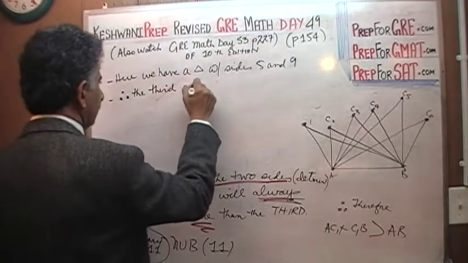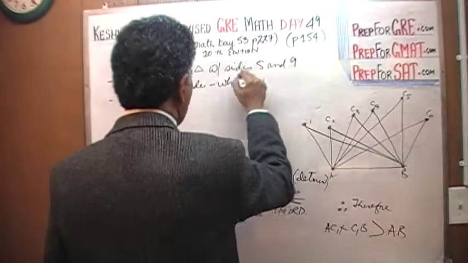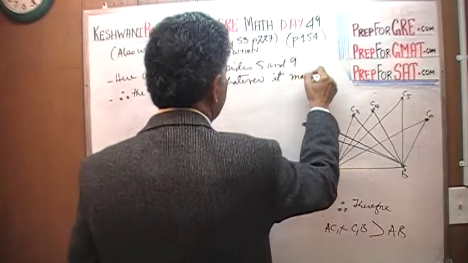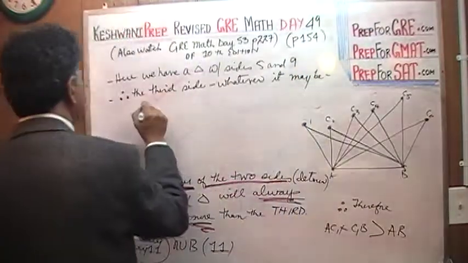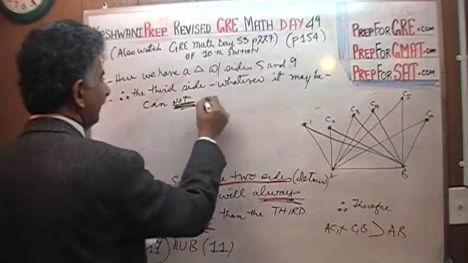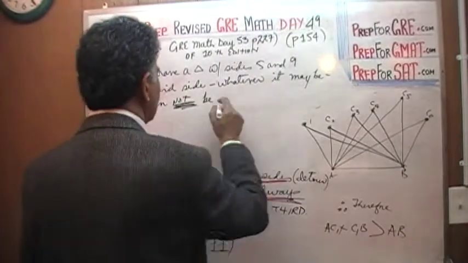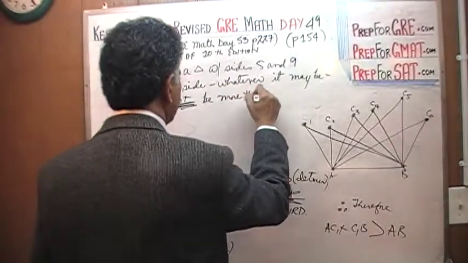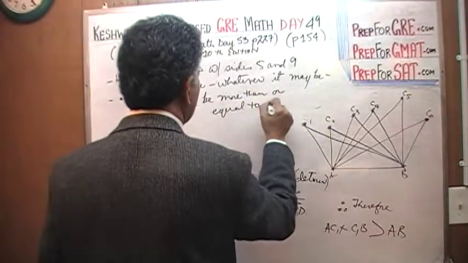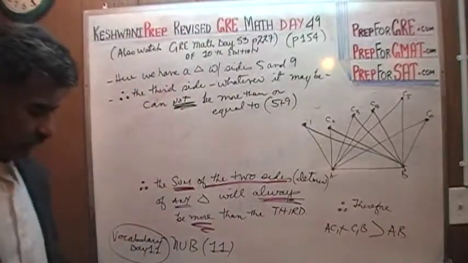the third side, whatever it may be, cannot be more than or equal to 5 plus 9. Because 5 plus 9 is a detour.